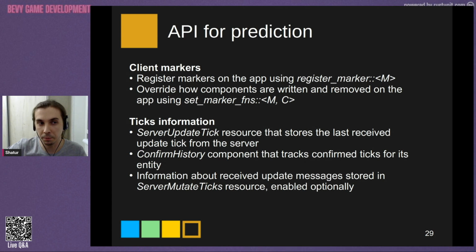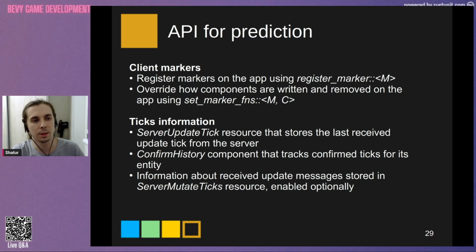Basically, we provide client markers that allow you to override how components are written, and this way you can, for example, write not to the component directly, but instead use a special history component that you utilize in your interpolation or rollback, etc.